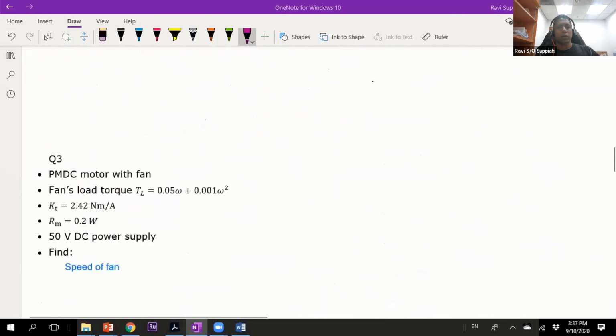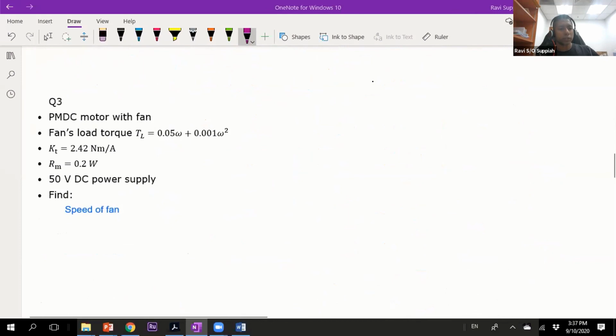Okay, so let me go on to question 3 first. In question 3, you are given a motor with a fan, with this expression. We are given that the fan's load torque is given by this expression, and we have all these parameters here. So let's look at what we have.